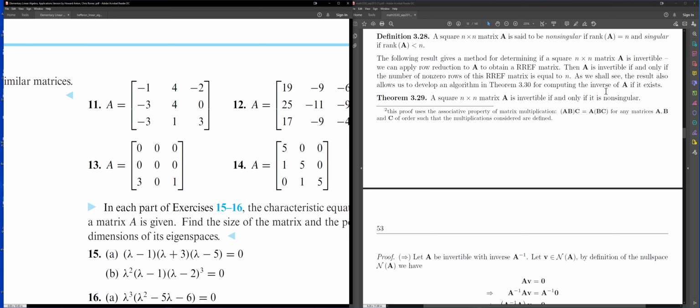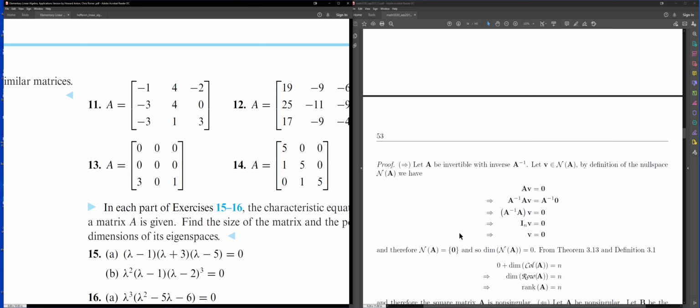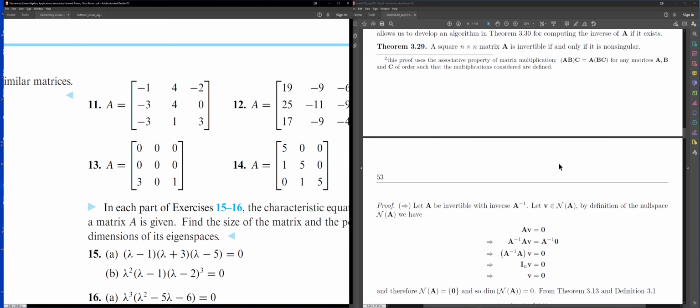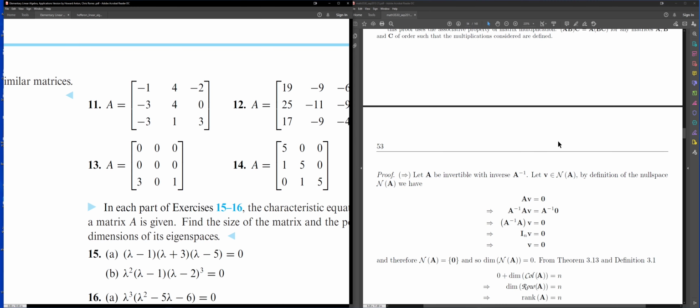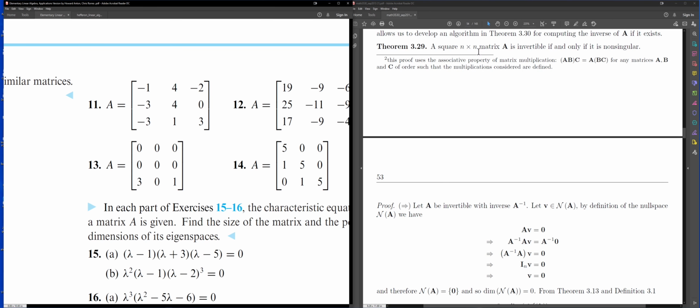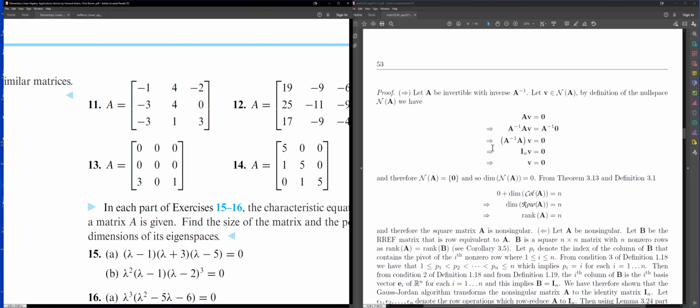And then the next direction is you need to show that if the matrix is non-singular, then it is invertible. So you need to show two implications. That is what these arrows mean. This first arrow is saying that you're going to assume that it's invertible, and now you want to show that it is non-singular. And then the second direction is, if it is non-singular, you assume it's non-singular, and then you want to show it's invertible.